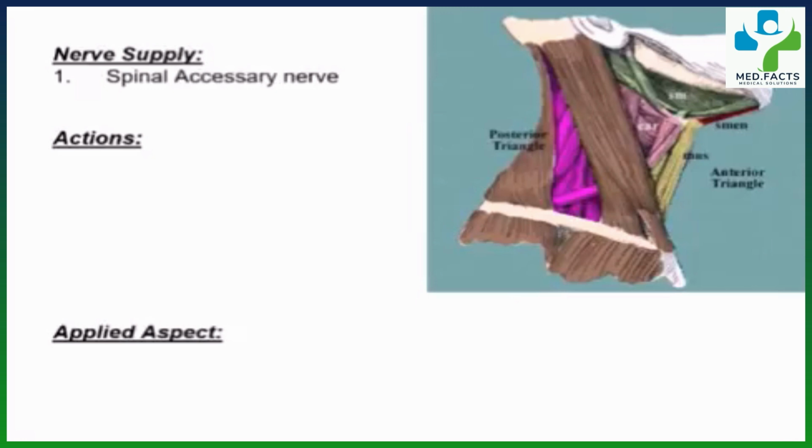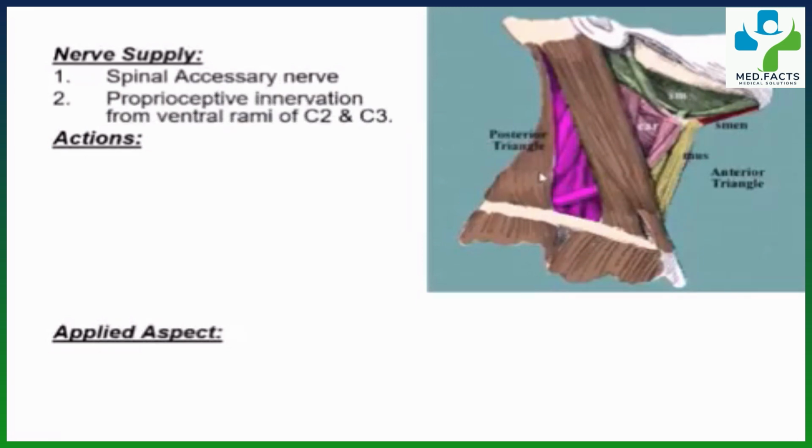Coming to the nerve supply, this is supplied by a cranial nerve, the 11th cranial nerve, also called the spinal accessory nerve. It has a cranial part as well as a spinal part. This muscle is supplied by the spinal part of the accessory nerve. Here in the picture you can see the sternocleidomastoid muscle. The nerve which supplies the sternocleidomastoid also supplies a big muscle in the back, called the trapezius. So you should remember that the same spinal accessory nerve supplies the sternocleidomastoid as well as the trapezius.